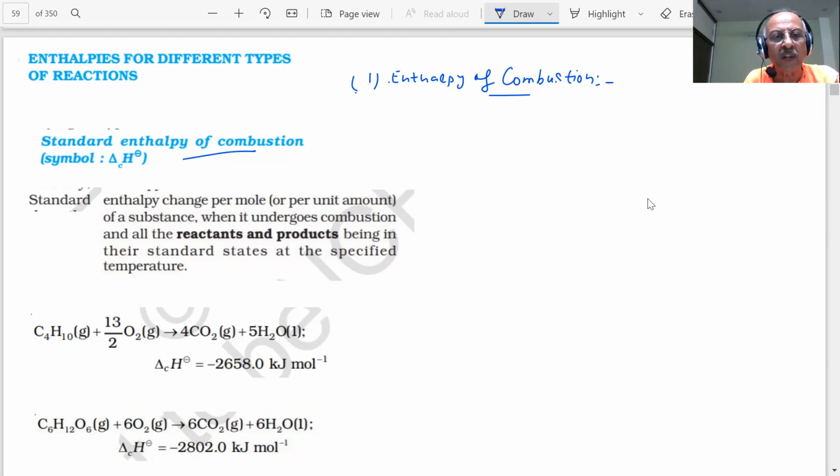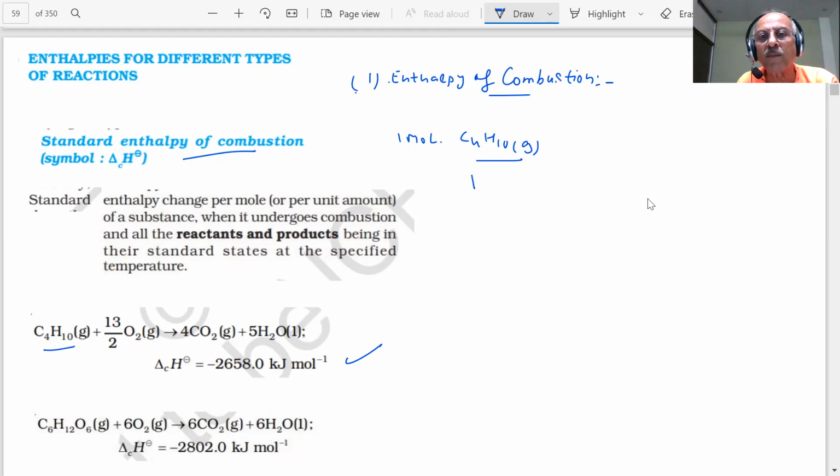For example, this is our butane gas. When I do the combustion of 1 mole of C4H10 gas, students, you know this gas is being used at your home, butane. So when you do the combustion, what will happen? Carbon dioxide, water, and a lot of heat will be liberated. How much? The standard value of the enthalpy of combustion of butane is minus 2658 kilojoules per mole.